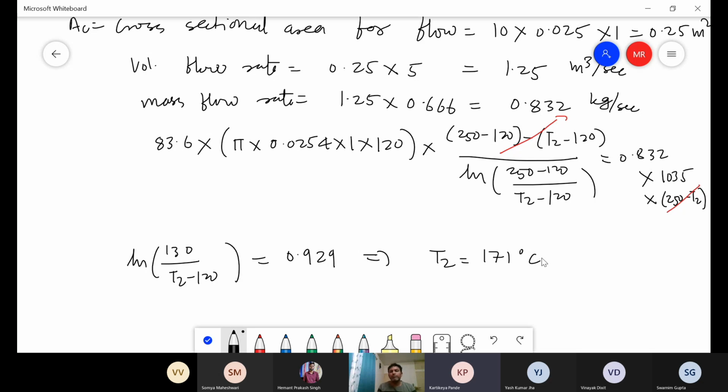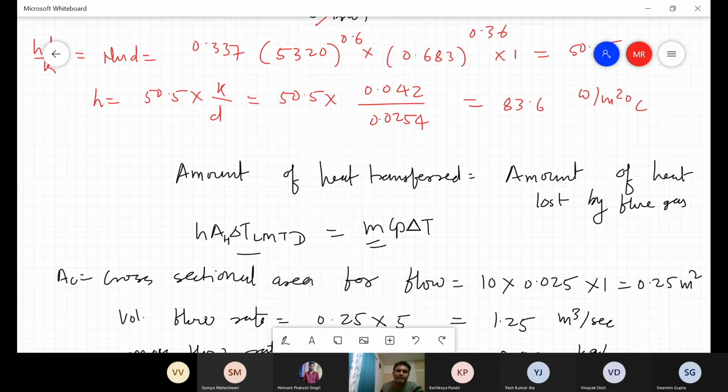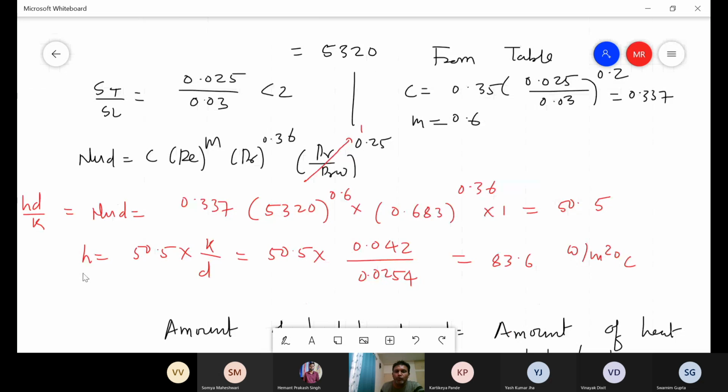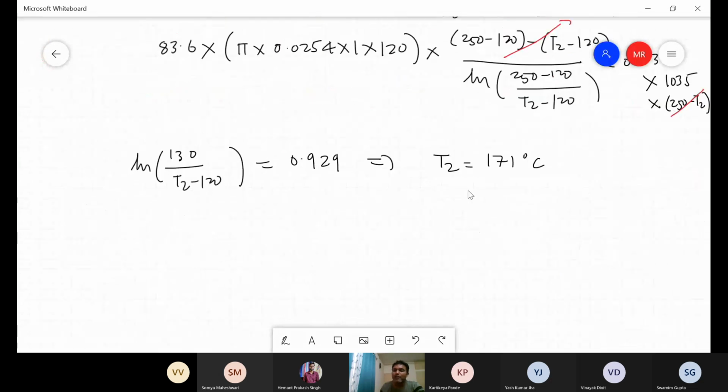Okay. So now the outlet temperature which we have obtained is 171. But remember what outlet temperature we started with? We started with 120, isn't it? If I go back here at the top, remember we started with 250. So that means the assumption of average temperature of 250 degrees Celsius is not correct. So what we have to do is find out the new average temperature, find out the properties at that new average temperature and do this entire calculation again.